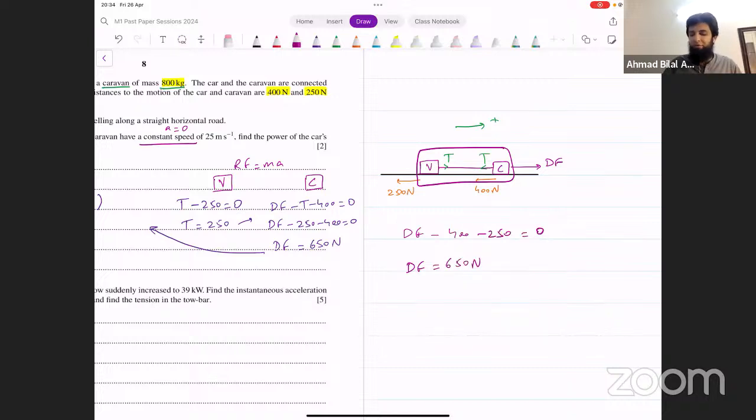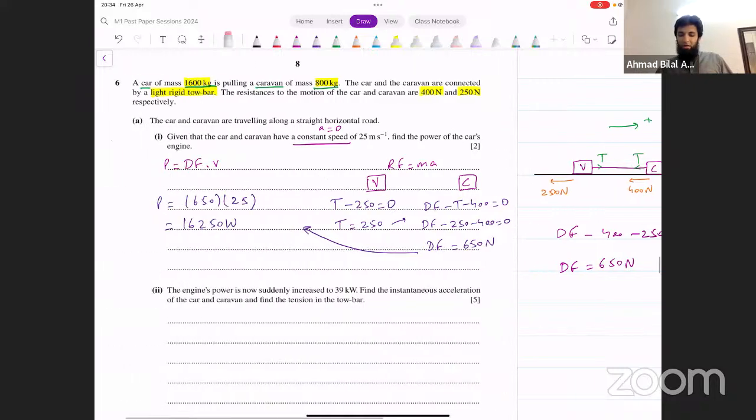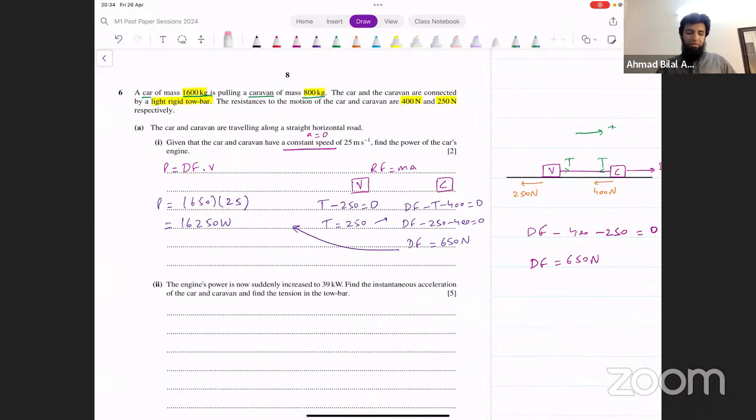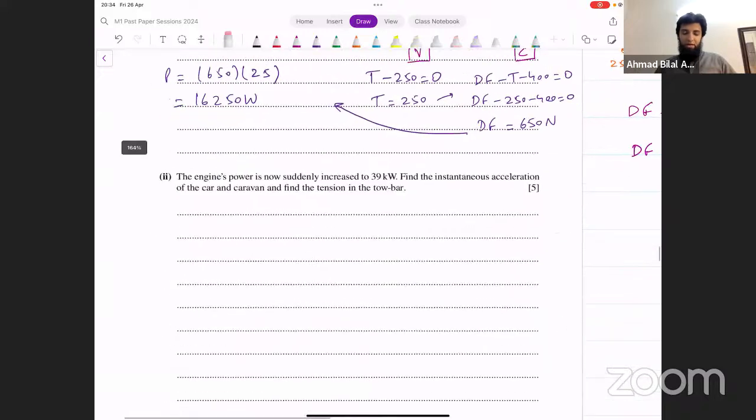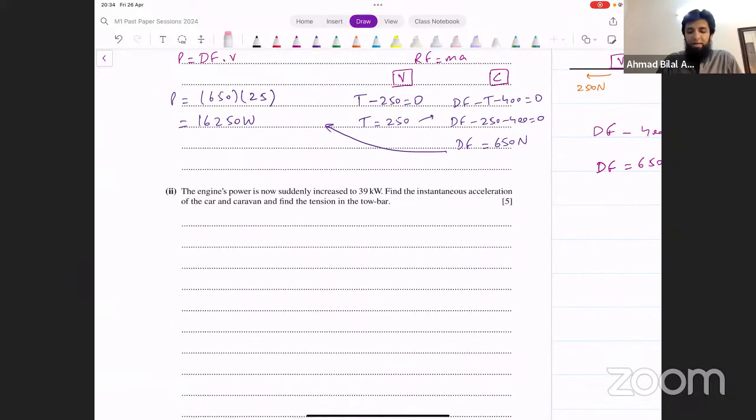So generally, when you don't have to find tension, using the whole system is quicker. Okay, so you could use the whole system in this case like this. Make sense? Give you the same result at the end. That's what we get. Now it says the engine's power is now suddenly increased to 39 kilowatt. What does that mean? Kilowatt, that's 39,000 watts.